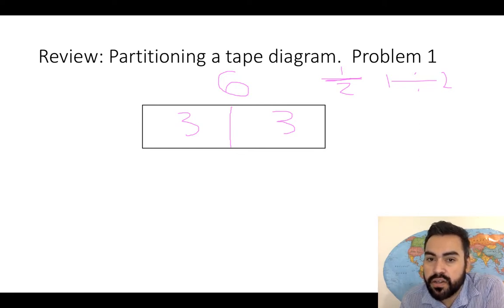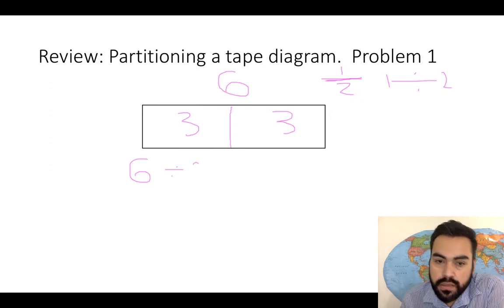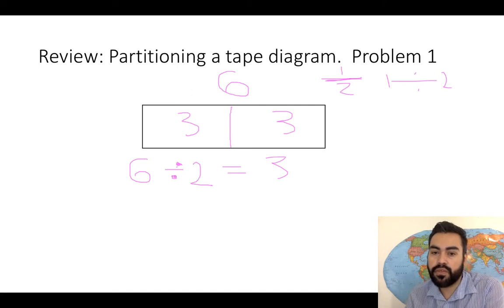We know that our total unit is 6, and we're dividing it by our denominator. Our denominator is what? 2 equal parts. So 6 divided by 2. If we have 6 and we split it into 2 equal parts, we know that each part will be 3. So 6 divided by 2 equals 3.